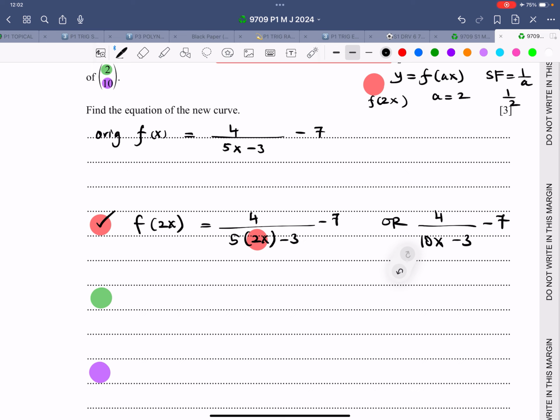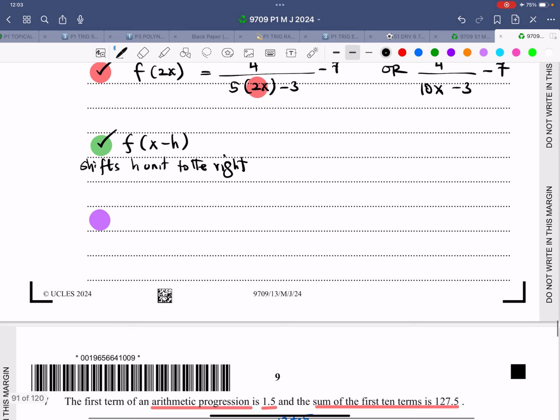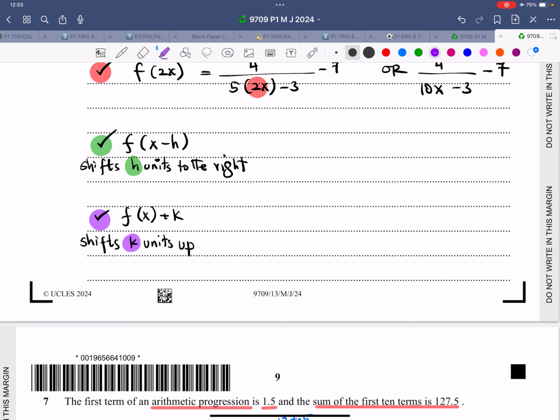That is the concept of translation. So f of x minus h means the graph shifts h unit to the right. And if I write f of x plus k, the graph shifts k units up. So h units to the right and k units up. So let me just highlight this. This is the green color for this, and this is the purple color for this. Okay. So now I'll be using these two.